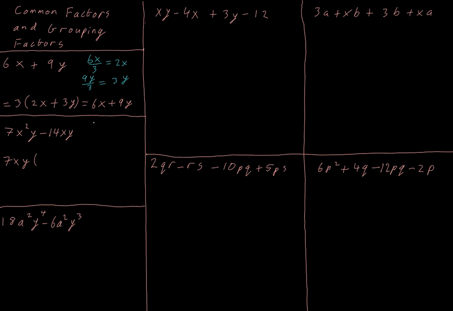So I have 7x squared y divided by 7xy is equal to, well, the only thing that it doesn't get divided out to 1 will be x. So that's x. And then we have minus 14xy divided by 7xy.